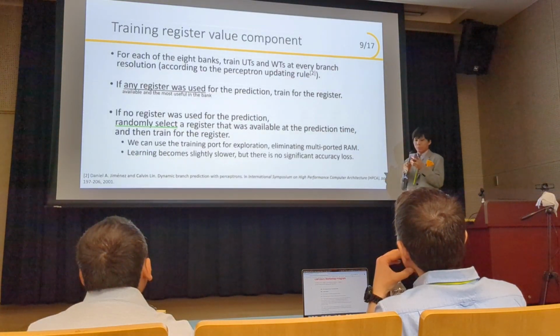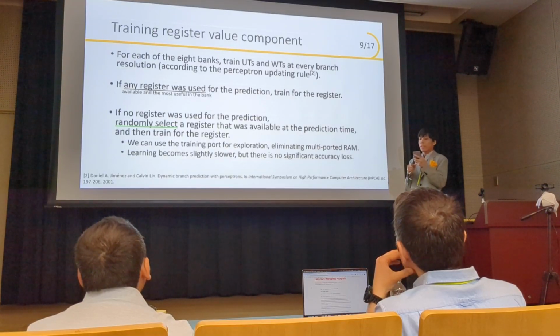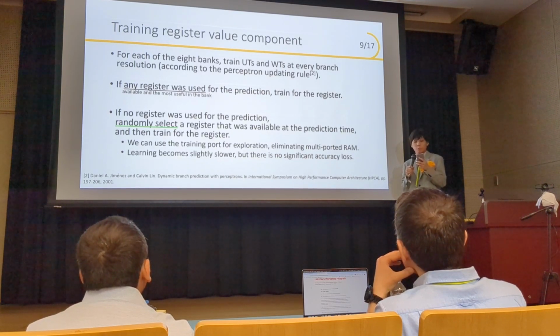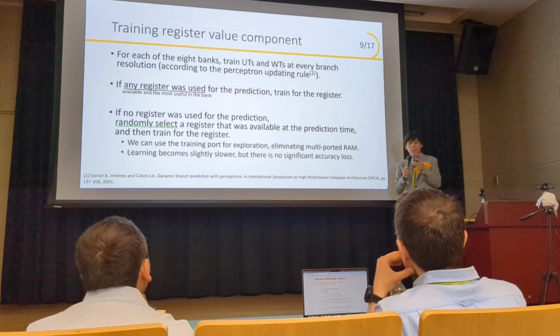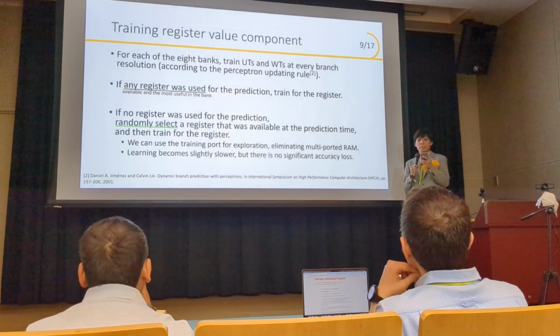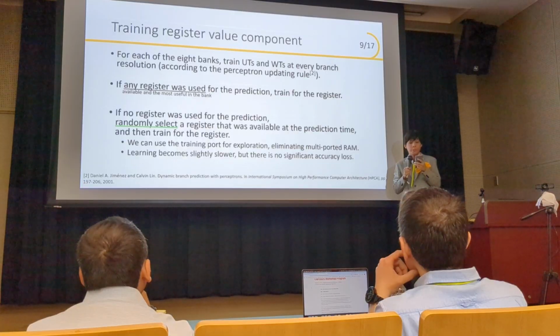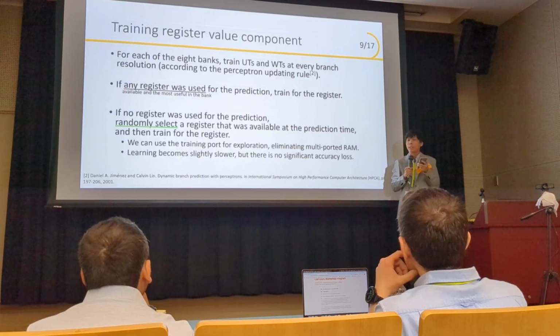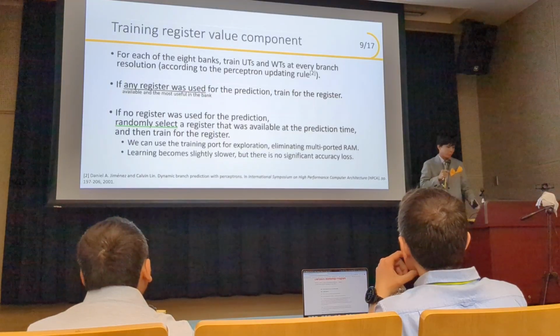The training procedure follows the classical perceptron rule. If a register participates in the prediction, we train it. If no register participated, we can still train. So we randomly pick a register that was available at prediction time and train that one. This enables exploration while still avoiding multiport RAM.